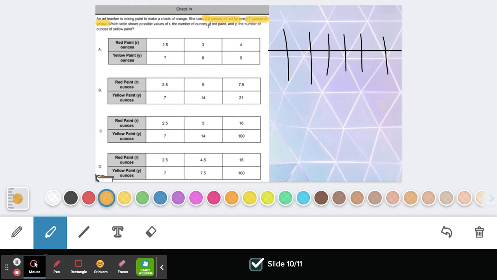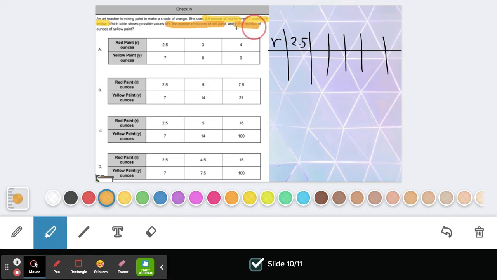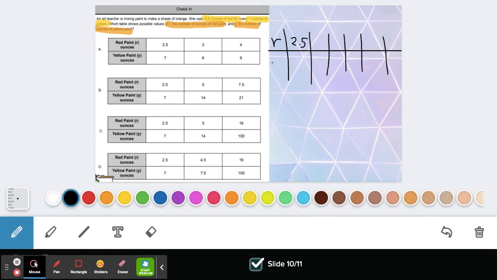So now when I look at my question part, which is which table shows the possible values of R, the number of ounces of red paint, because they mentioned that first, that should be the top value first. So R is red, and I know for red I have 2.5 tenths of an ounce, okay? And then I have yellow paint, the ounces of yellow paint, which should be 7 ounces, okay? So now I'm just going to do my rainbows, okay?